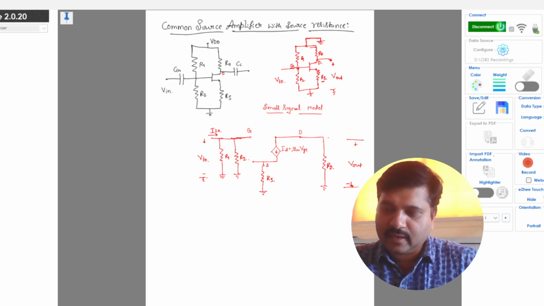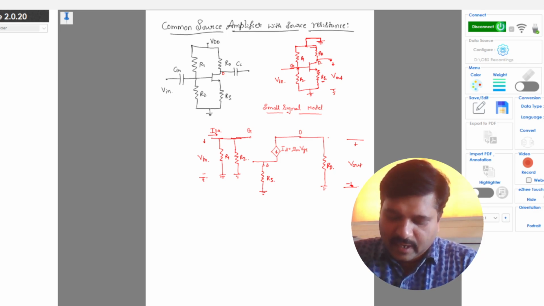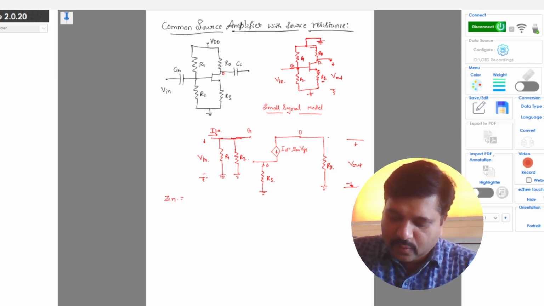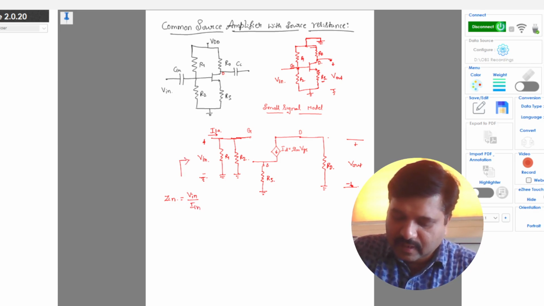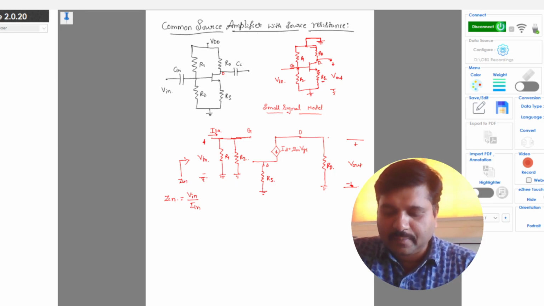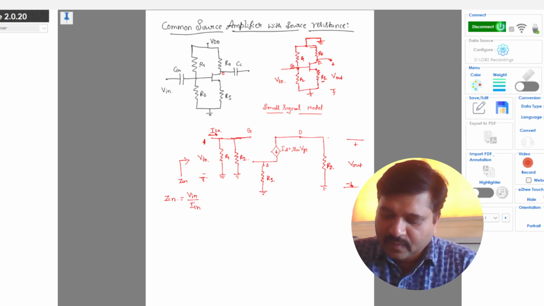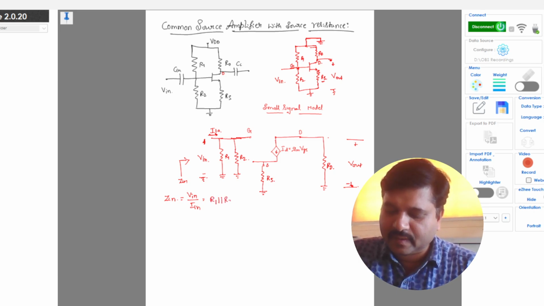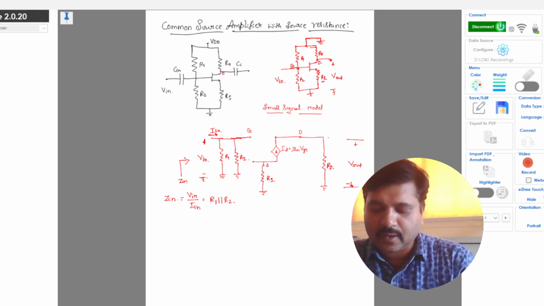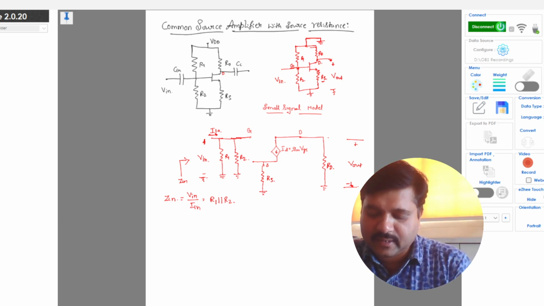Now to do the analysis, we have the input impedance Zin corresponding to the input voltage and input current, Vin and Iin. The input impedance is the impedance seen with respect to the input terminal. When we see from here, R1 and R2 are in parallel again, like in the previous case we discussed for the simple common source amplifier with bypass capacitance. The input impedance is R1 parallel with R2.